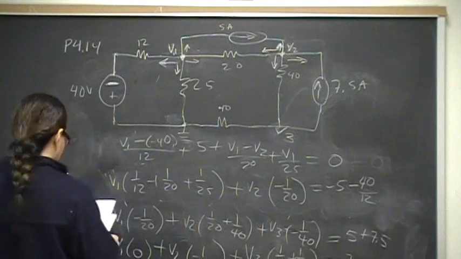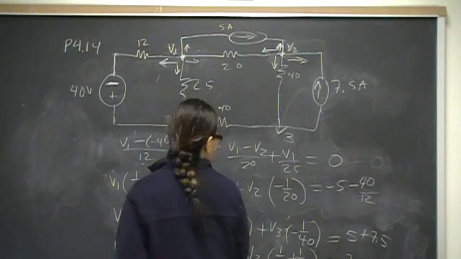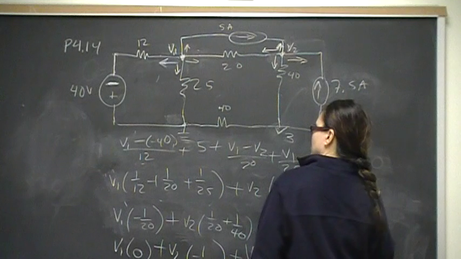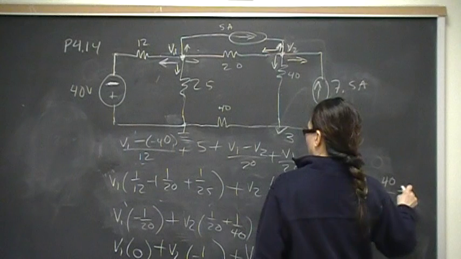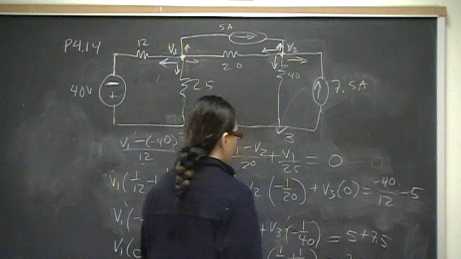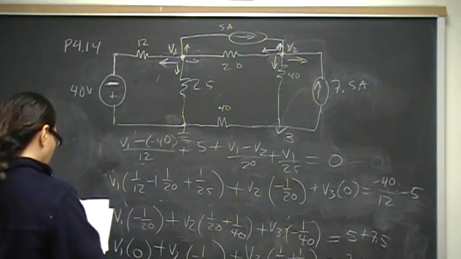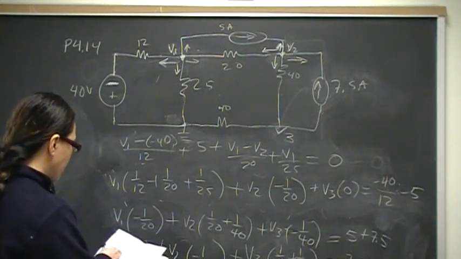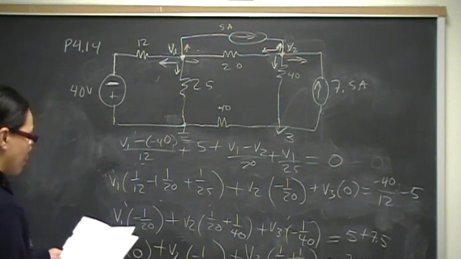Okay, so now let me double check since, again, it's easy to make mistakes. I want to put a placeholder for my calculator. Plus V3, I have 0 V3s, so that's going to be negative 40 over 12 minus 5. Okay. Alright, so my second equation, 120, 140, negative 140. Okay, that's good. My third equation is negative 40, 1 over 40, 1 over 40, negative 7.5.